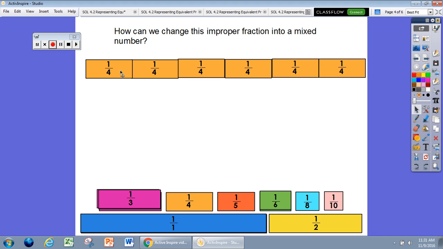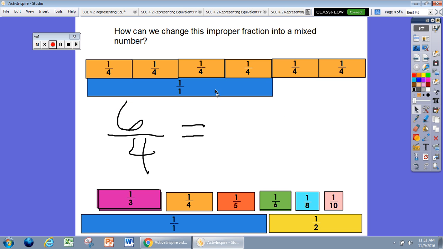Here we have 1/4, 2/4, 3/4, 4/4, 5/4, 6/4. And we would write that as 6/4. 6/4 is an improper fraction because it's more than 1 whole. But we need to figure out how much more than the whole it is. Well, let's take our fraction bars and line it up.